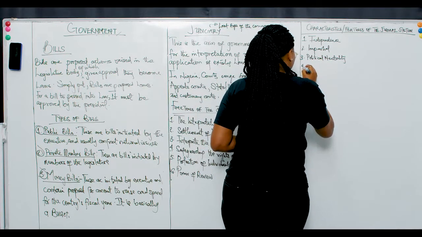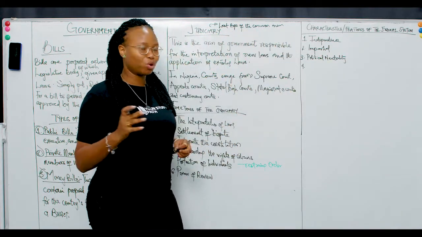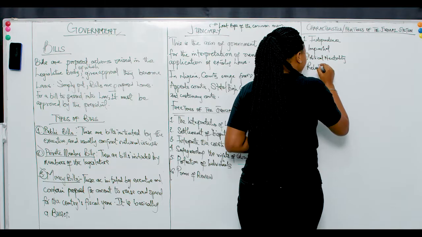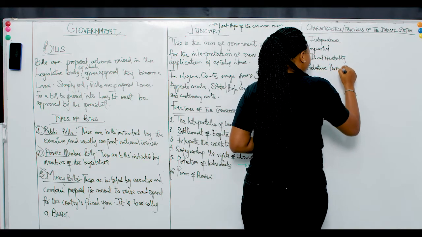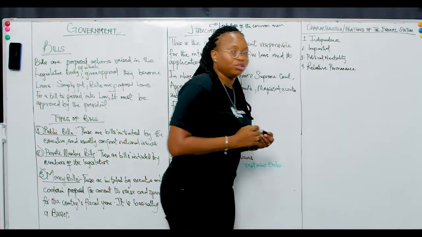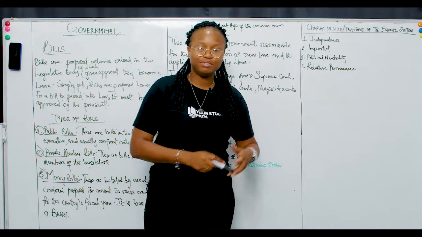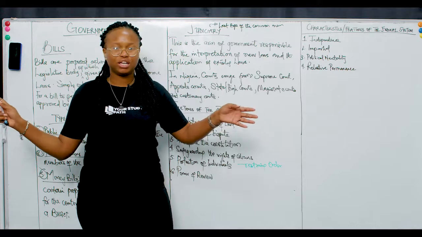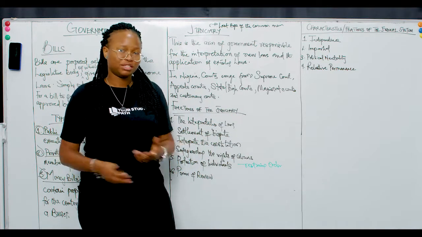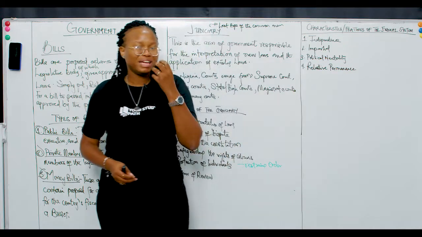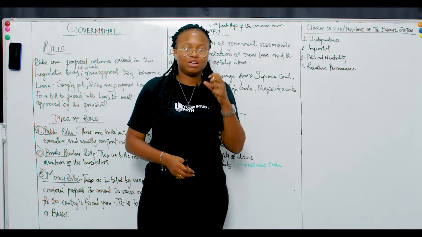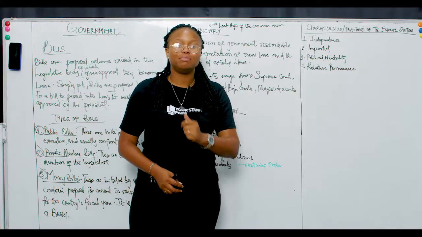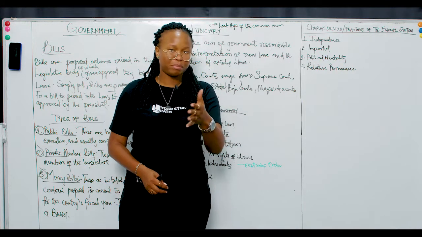Another feature that secures their role as the last hope of the common man is what I call relative permanence. For the flow of activities and for continuity, the executive should not be given the power to just change a judge simply because the judge is maybe not putting things in their favor. So they must have relative permanence so that they can always secure the last hope of the common man. It also means that the manner in which they interpret laws must be relatively permanent.